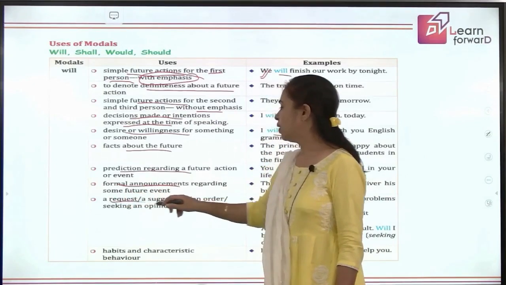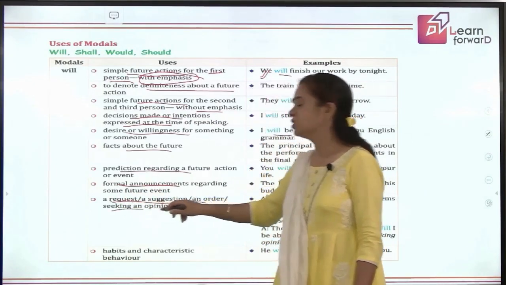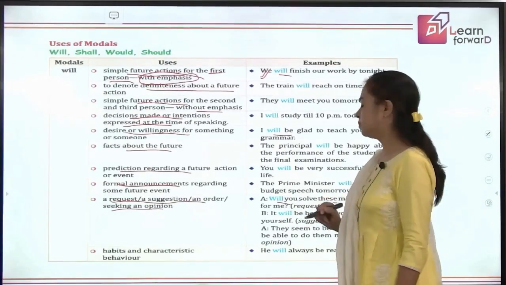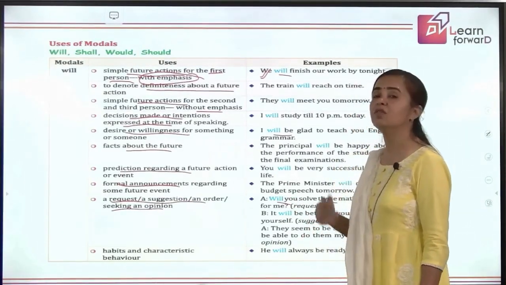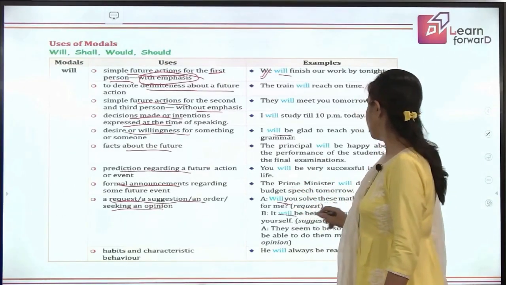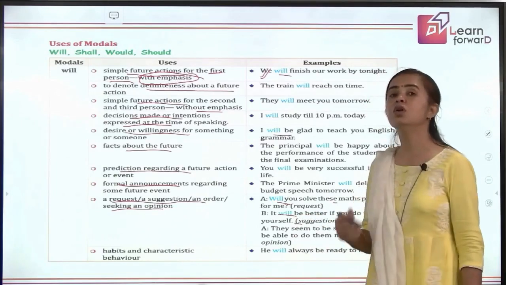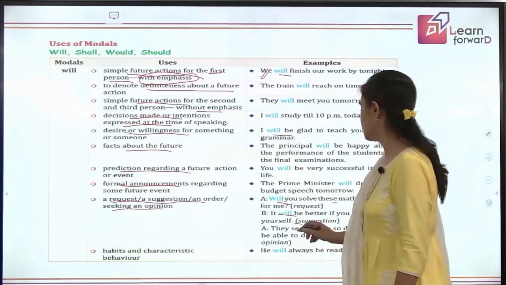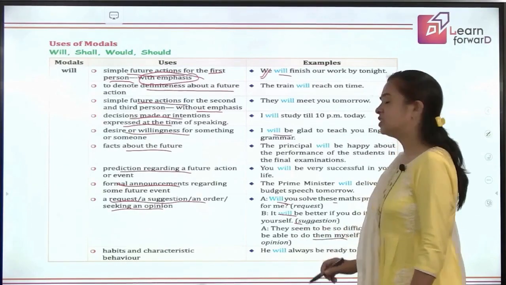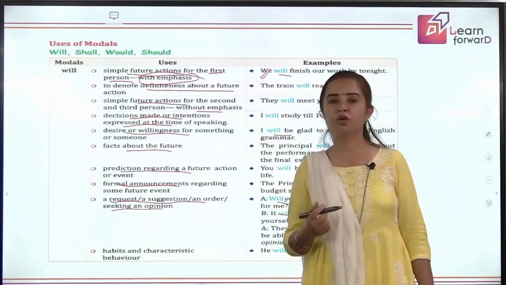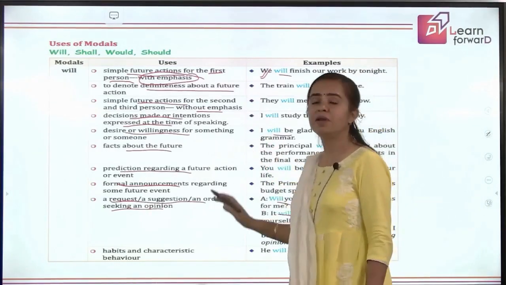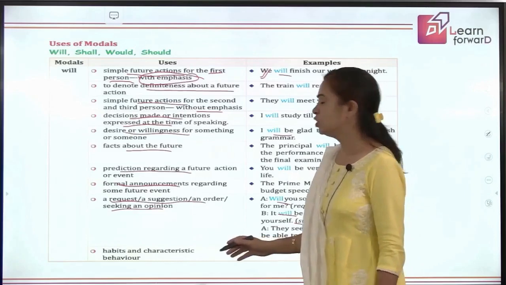Then a request, a suggestion, an order, or seeking an opinion, like, will you solve these maths problems for me? So you are requesting. We can also say could, if you are showing a polite request. It will be better if you do yourself. So you are just giving a suggestion to do yourself. They seem to be so difficult. Will I be able to do them myself? So you are just seeking the opinion from somebody. What do you think? Will I be able to do myself? So these are the different ways in which you can use will.